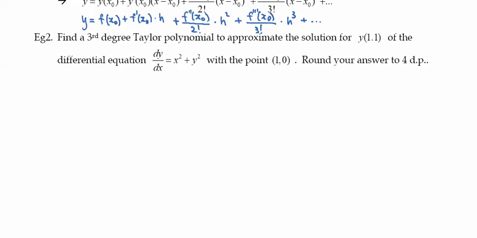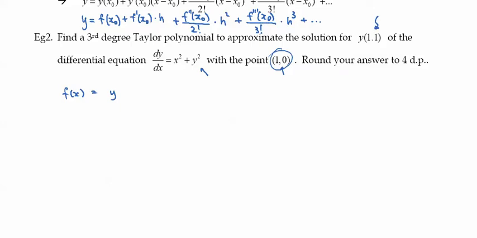So here in example number 2, if I want to find a third degree Taylor polynomial to approximate the solution for some random point using the differential equation here, we need to start from somewhere. This is where we are starting, at x equals 1 and y equals 0. So here, starting at the beginning, this is what we're having. y equals f of x, or f of x equals y. So technically, we have this result.